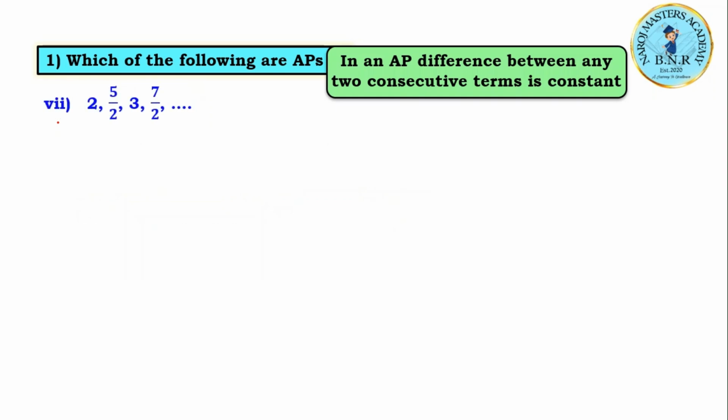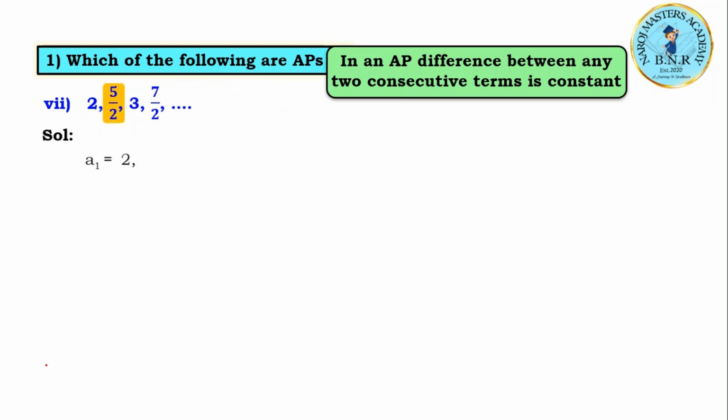Okay. 2, 5 by 2, 3, 7 by 2. Here 5 by 2 is nothing but 2.5. So we can represent these values as 2, 2.5, 3, 3.5, and so on. Here the difference is 0.5, here also the difference is 0.5, and here also 0.5. So directly, without doing the whole problem, we can say the answer: it is an AP.